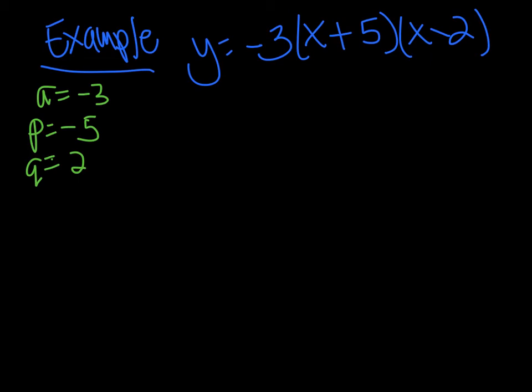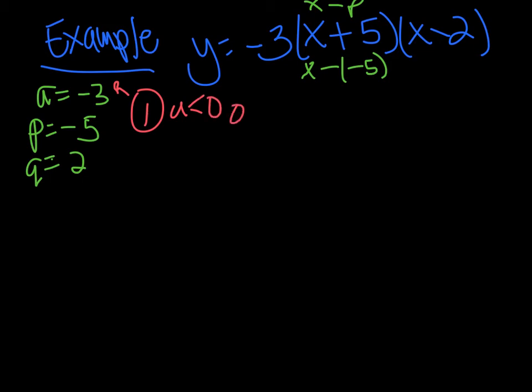Remember, our original equation is x minus P. So if we have x plus 5, it's like saying x minus a negative 5 in order to make that a positive in the middle. Okay, so let's go on to step 1. We're looking at A. If A is greater than 0, it opens up, but here we know that A is less than 0, so it opens down, and we have a maximum.